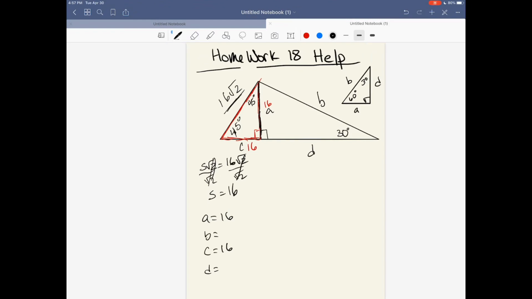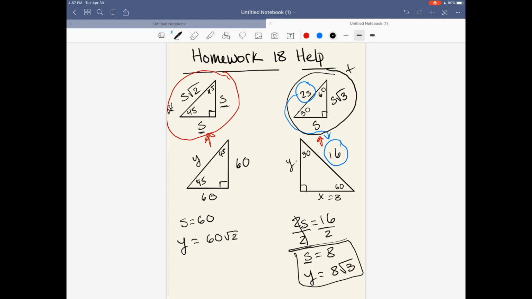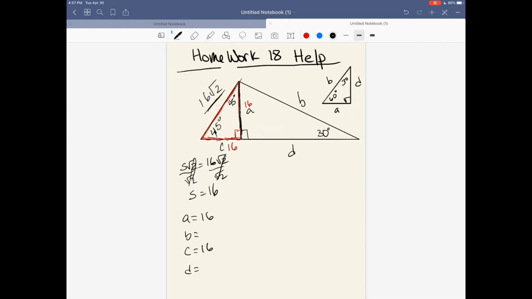Now let's go back and look at the rules. Over here, you can see that the base is S, and the hypotenuse is 2 times the short side. That's why it's called S, by the way. So 2S, and then the longer leg is S times the square root of 3. Okay, so let's go back to our actual problem.